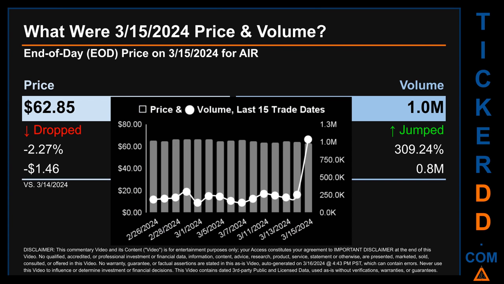The graph shows price and volume for the last 15 trade dates. Across a range of $3.93, the max and minimum end-of-day price were respectively $66.78 and $62.85. Volume saw a range of 898.1 thousand, from a day low of 139.8 thousand to a day high of 1 million.